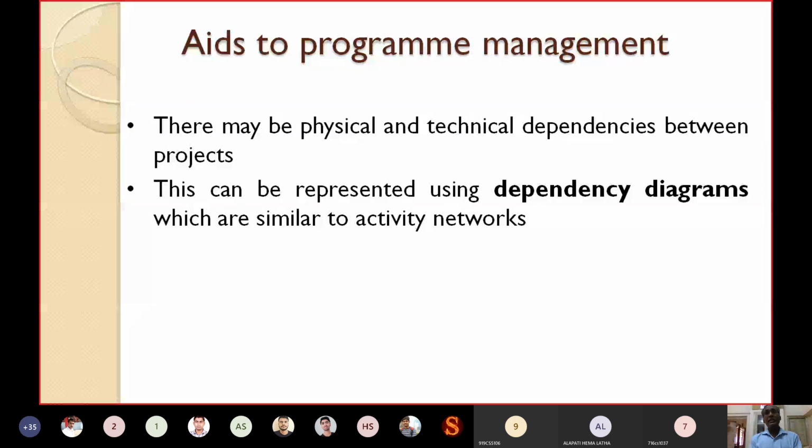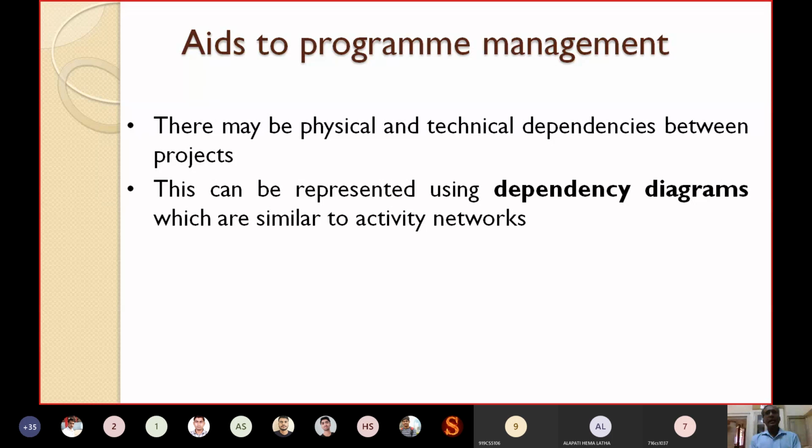Then how to represent these technical dependencies? If you write it theory-wise and there are 100 modules, you will have to write unnecessarily 10-20 pages for this dependency. It will be better if this dependency can be drawn as a diagram. It's possible. These physical and technical dependencies between the projects can be represented using a diagram called a dependency diagram.